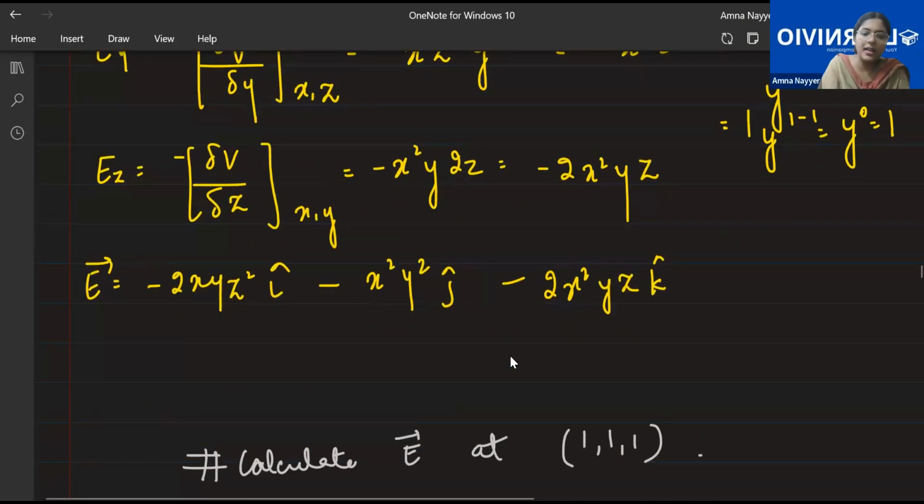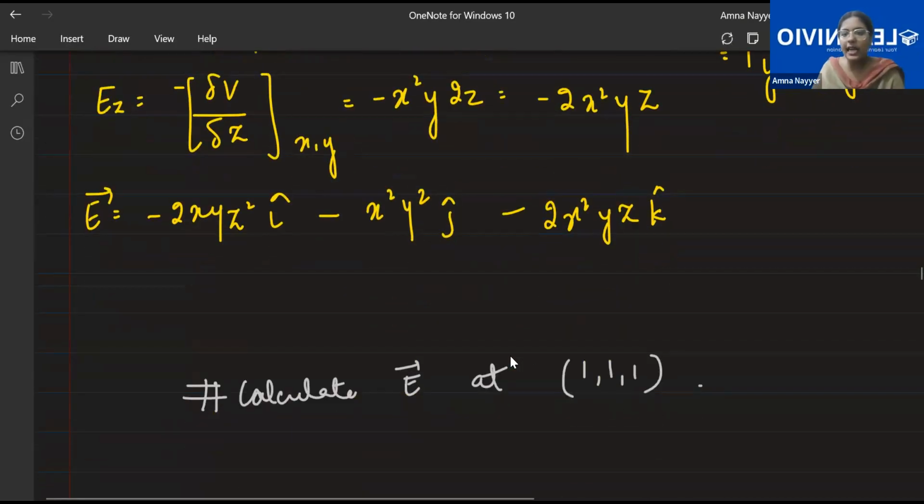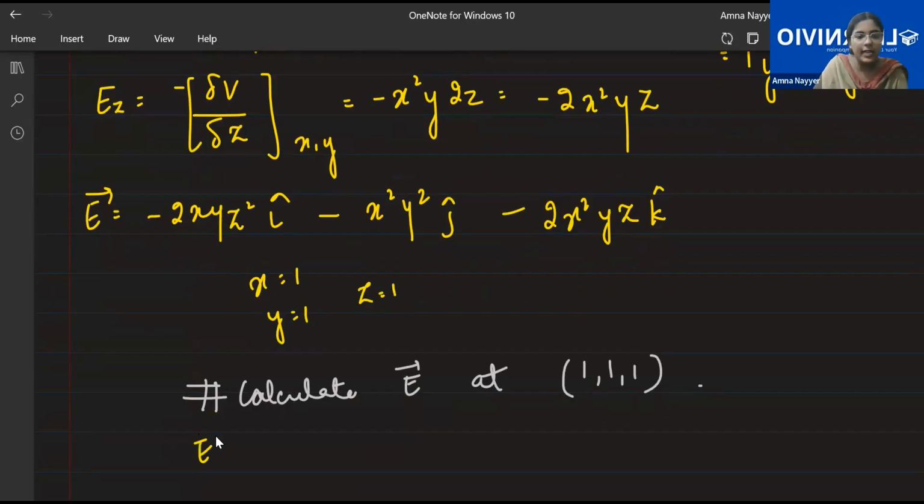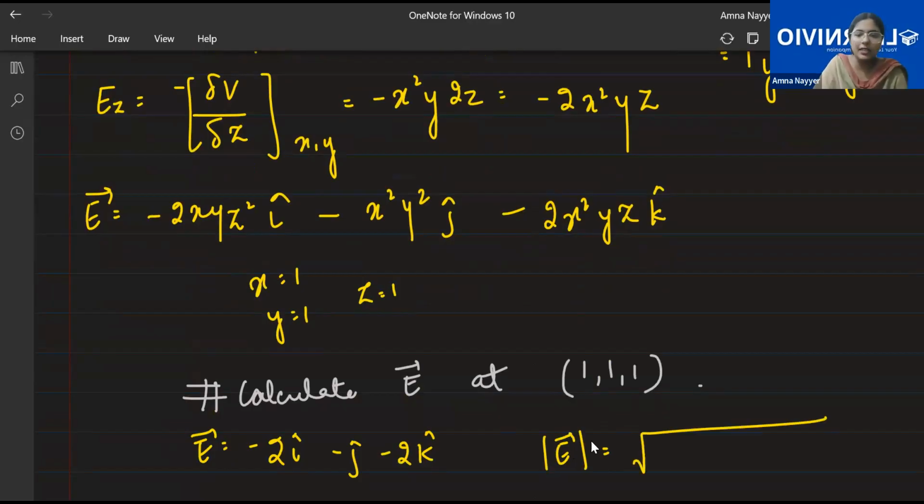Like if this is asked, calculate electric field at 1, 1, 1. Put x as 1, y as 1, z as 1. You will get the electric field as minus 2i cap minus j cap minus 2k cap. You can even further calculate the magnitude also if it is asked. But till here, this is the best question possible from this relationship question.